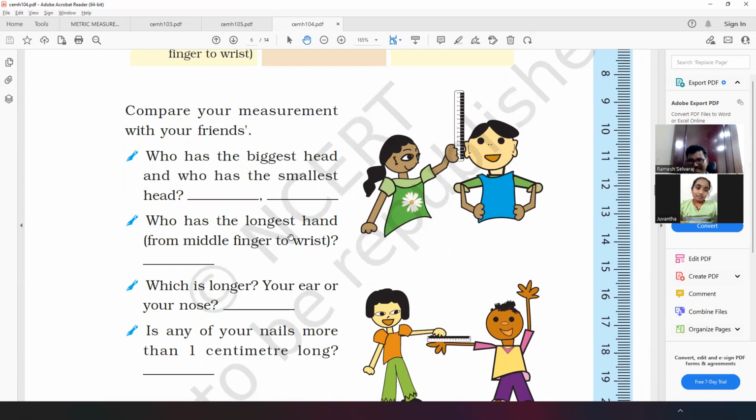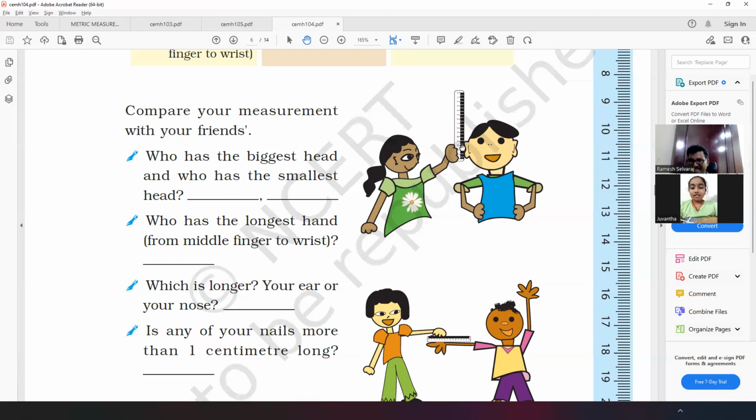Okay, I don't know how to measure. See this example here. They are measuring an ear. Okay, don't measure the nose. Measure the ear. Your brother's ear, you measure it.